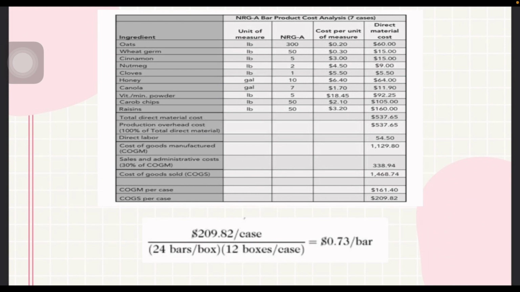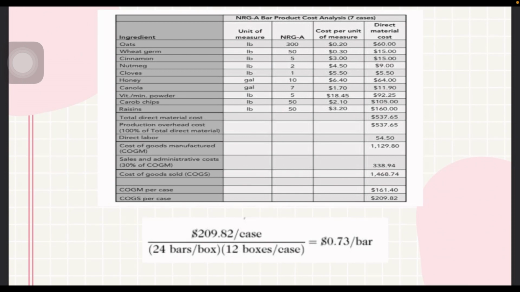So to get 1,129.80, add the total direct material cost, which is the $537.65, plus the production overhead cost, which is the $537.65, plus the direct labor, which is the 54.50. It is equal to 1,129.80, which is the COGM.